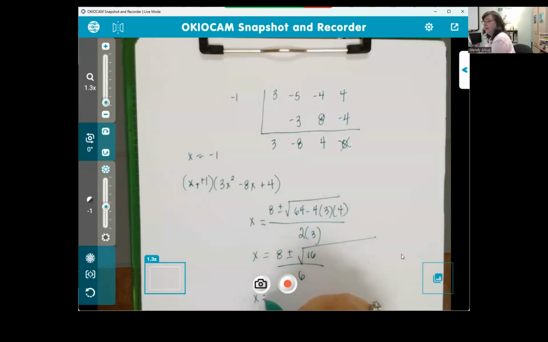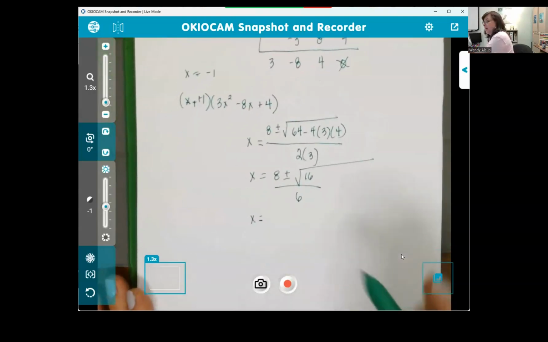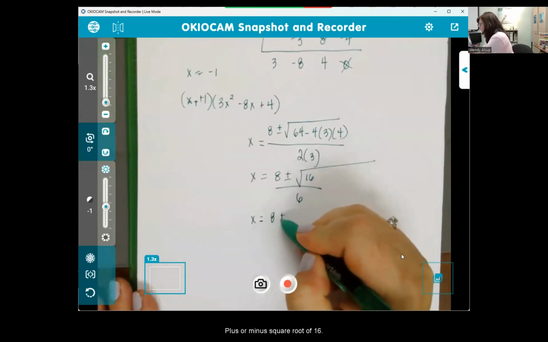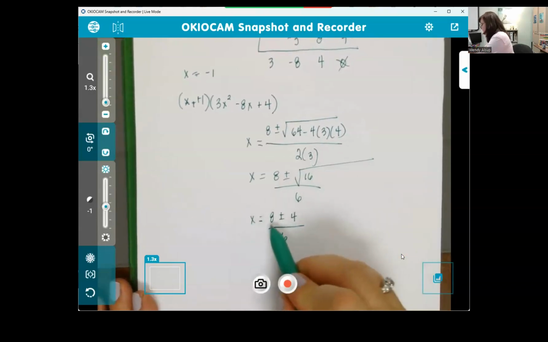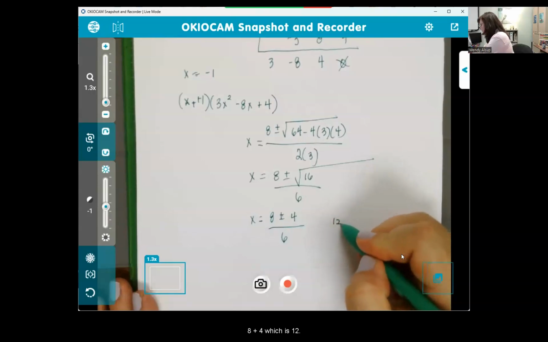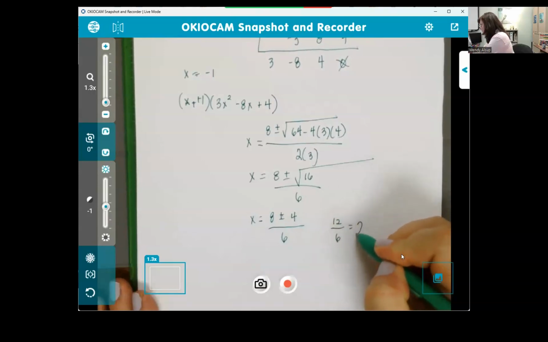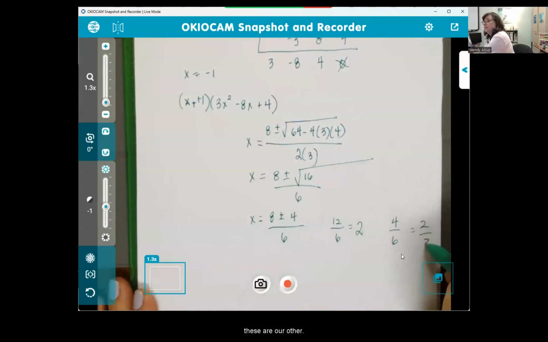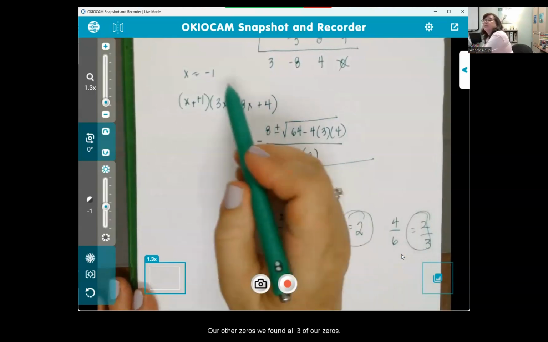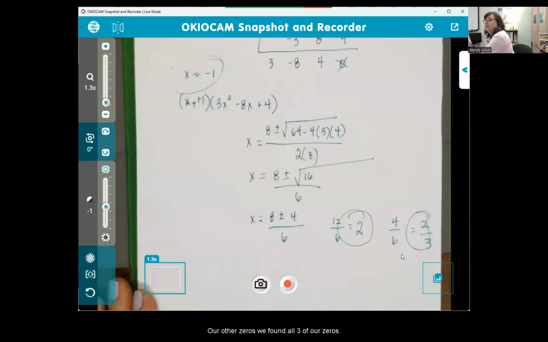So we end up with 8 plus or minus the square root of 16, which is 4, all over 6. So this is 2 answers. 8 plus 4 is 12 over 6, which is 2. And 8 minus 4 is 4 over 6, which reduces to 2/3. So these are our other zeros. We found all 3 of our zeros. Okay, hope that was helpful.